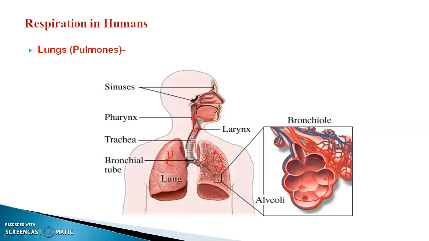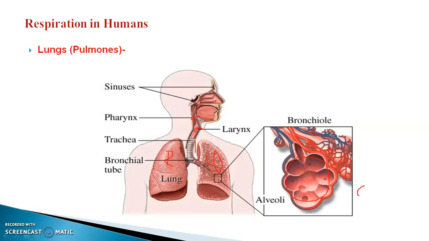And in these alveoli, you can see the blue line showing the deoxygenated blood, and the red line showing the oxygenated blood. So here is the exchange of CO2 and O2, because deoxygenated blood means it has a high concentration of CO2, and oxygenated means that the blood has O2.